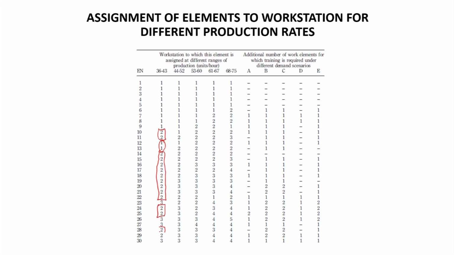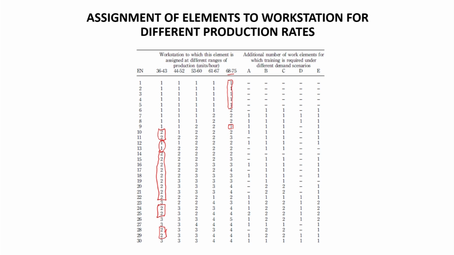Like this. If we compare here, if we are increasing the production from 68 to 75, then we are finding the production rate is high. So, less time is available to the worker. So, he is able to perform only 5 elements, element 1 to 6 on workstation 1, and then this element on workstation number 1. He is able to perform element 1 to 5 and element number 9 on workstation number 1.